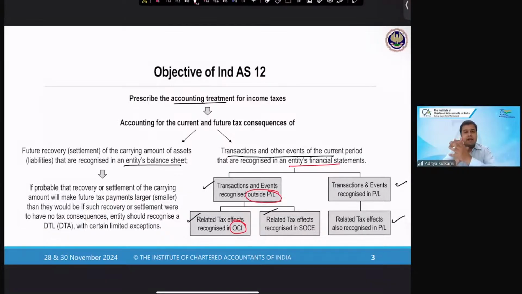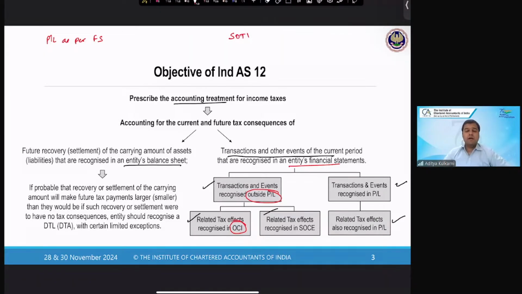Why do we need Ind AS 12, that is accounting for income taxes? Obviously, the intent is to account correctly for income tax. When I say account correctly, what do we mean by that? You would be aware that when you are computing your income tax, you start off with the profit or loss as per the statement of P&L in the financial statements.